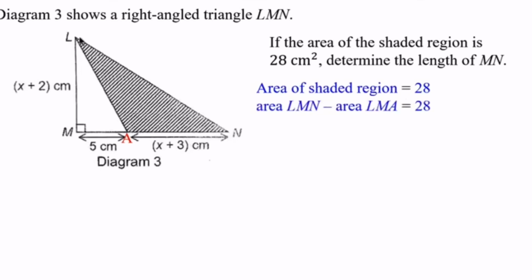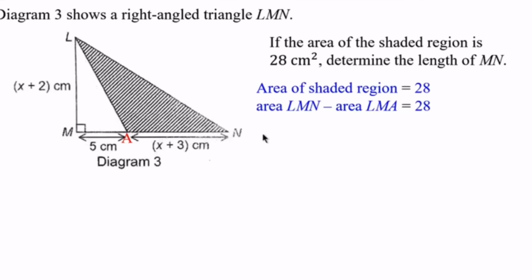Okay, the height is LM, which is x plus 2, and the big triangle, the base is MN. So you have to take 5 plus x plus 3 for the base. And the small triangle is LMA, which is height still the same, x plus 2, and the base is 5 for the small one. For the big one, the base is 5 plus x plus 3.